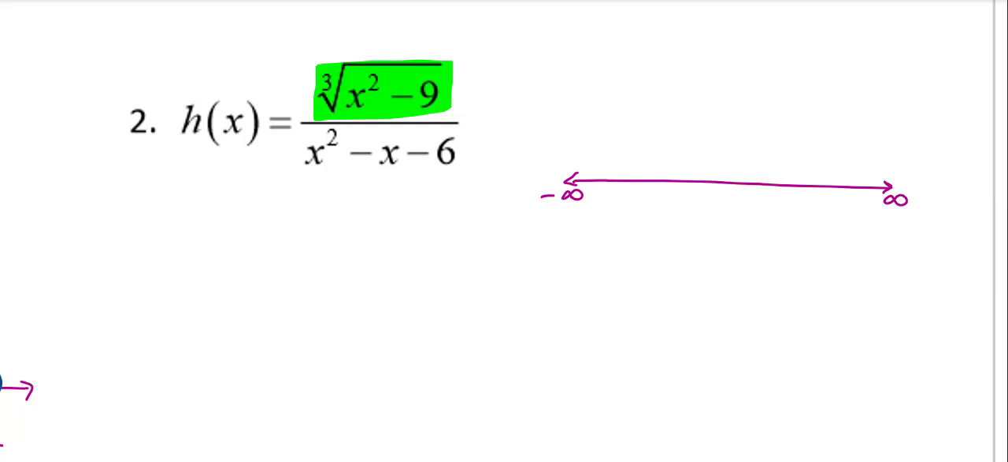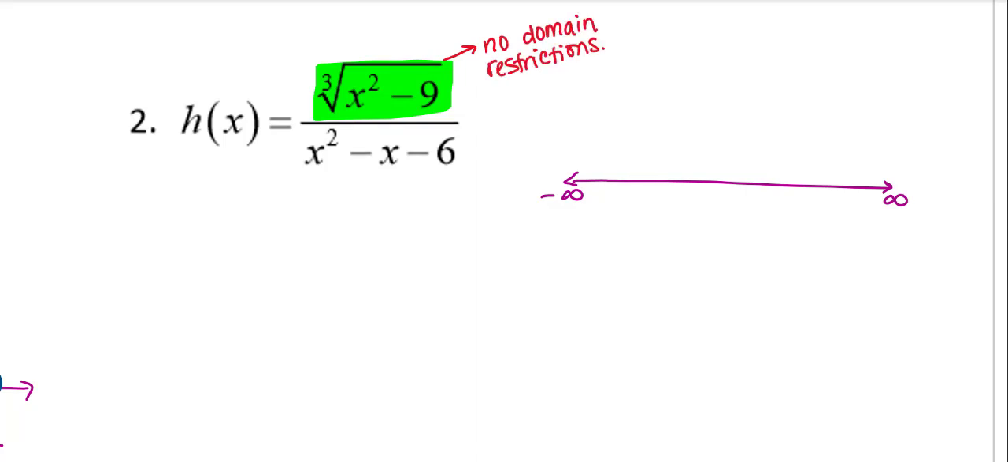Even though my radicand is still x squared minus 9, so we think, oh, positive and -3, yeah, but we can take the cube root of a negative number. The cube root of -8, for example, is -2. So there is nothing wrong with this. There's no domain restrictions with this cube root of x squared minus 9. It could be negative. The cube root of 0 is 0, and it's okay to have 0 in my numerator. So this part right here gives me no domain restrictions.